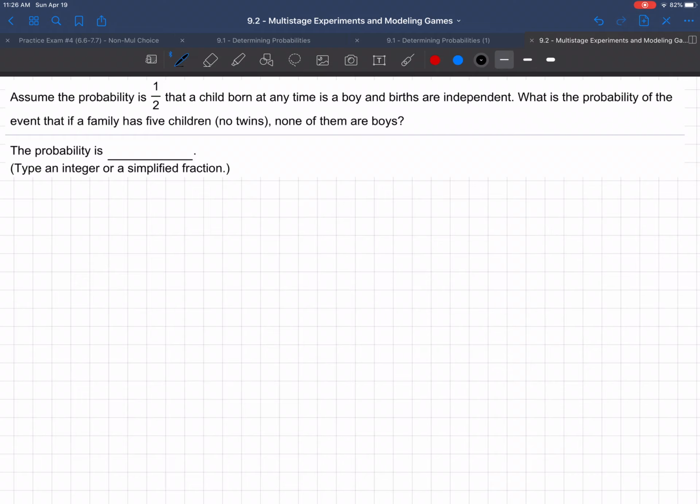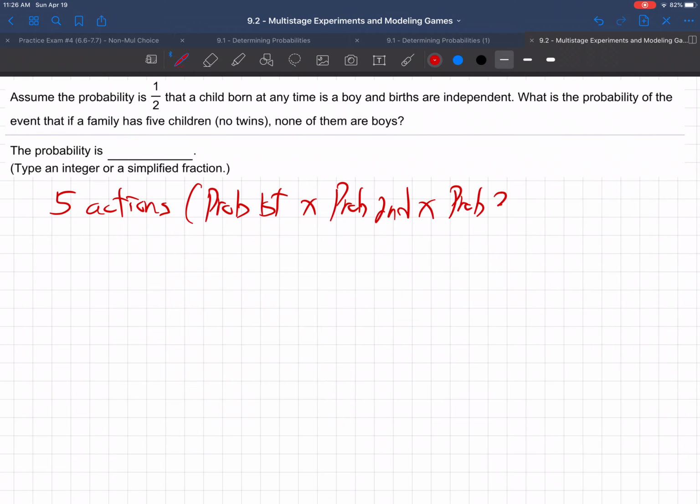Okay, so again in this section we're looking at multi-stage experiments. So this is 5 separate actions, and every time you do an action, you do the probability of the first action times the probability of the second action times the probability of the third action times ... You just multiply those probabilities together. That's what we're learning about. You can make a big tree, but we don't need the whole tree this time.